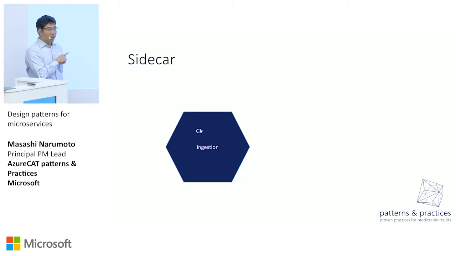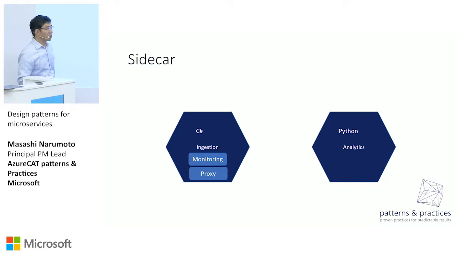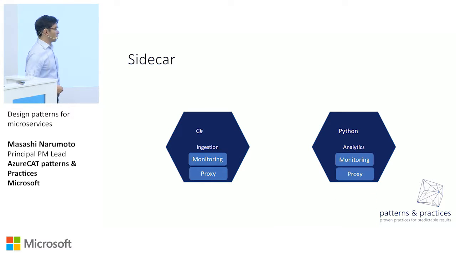So one service is written in C#, but there are cross-cutting concerns like monitoring or proxy going to a remote service. Those are common features across all services, right? So you may want to make this a library running inside of this service. But the problem is there's another service here written in Python, with the same concerns, monitoring and proxy, but in a different language. How can we have common libraries that can be used across those two services, right? One for C#, another for Python.